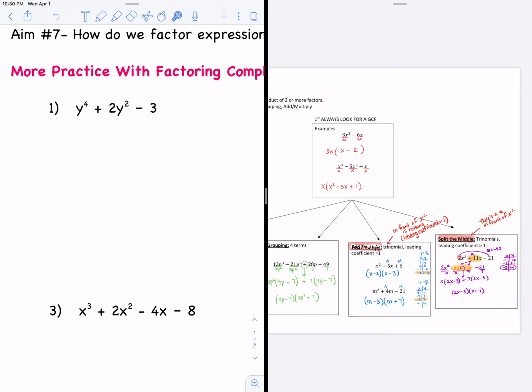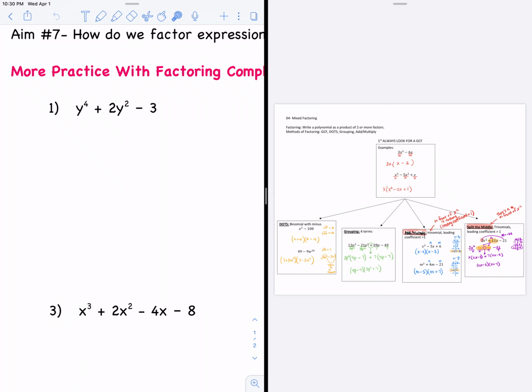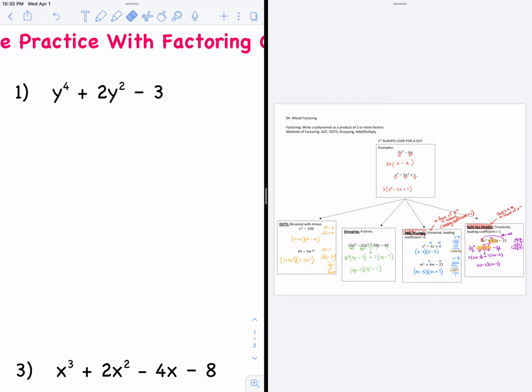So when I'm referring to looking at this chart, this is what you need to look at every time you're doing an example. So when I look at number 1 here, the first thing I do is look, is there something I could divide all these three terms by? And the answer is no. Nothing would go into all three of them. So I know it's not that. So now I look down at the four other methods we've learned. It's a trinomial. There's three terms. There's nothing in front of that first term. So I'm going to use add multiply.